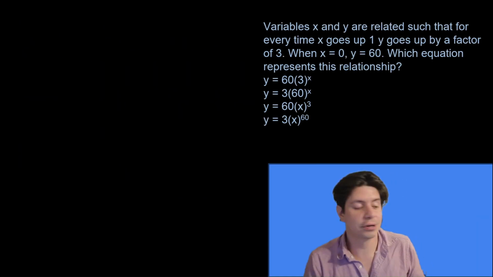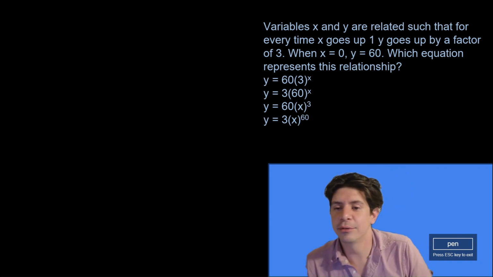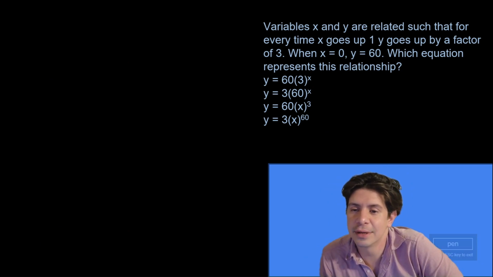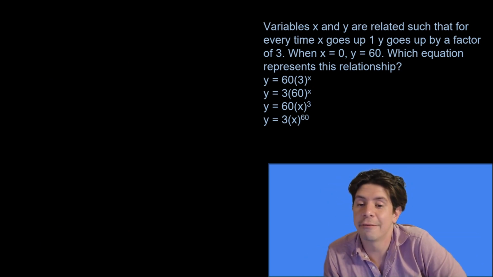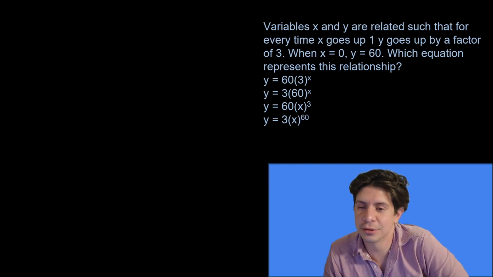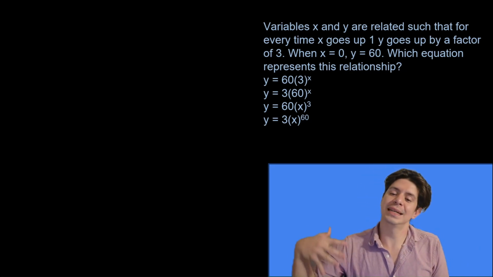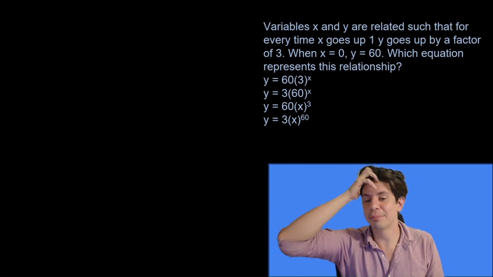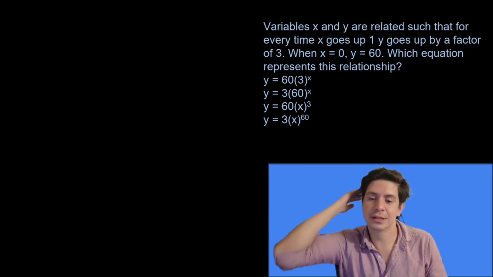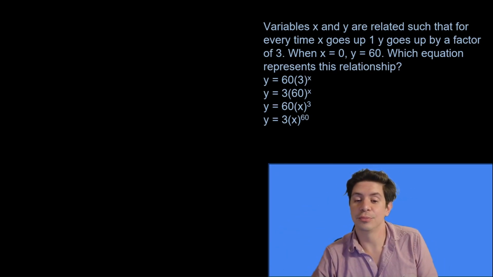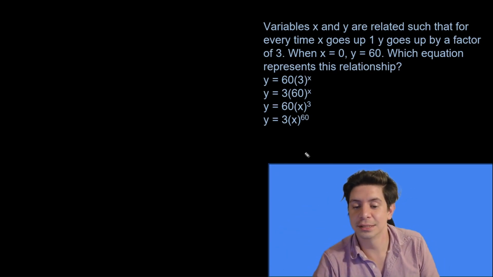And now we have this, our last one here. Variables x and y are related such that for every time x goes up 1, y goes up by a factor of 3. When x equals 0, y equals 60. Which equation represents this relationship? Okay, so it's an exponential relationship because it's going up by factors, so by multiples every time. Now, which of these, when you plug in 0 for x, gets you 60? You could do it that way.